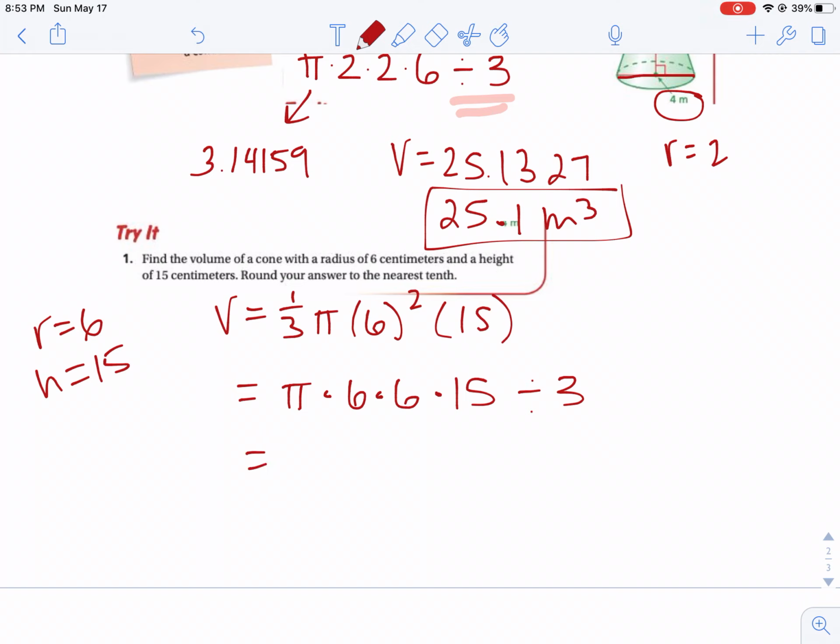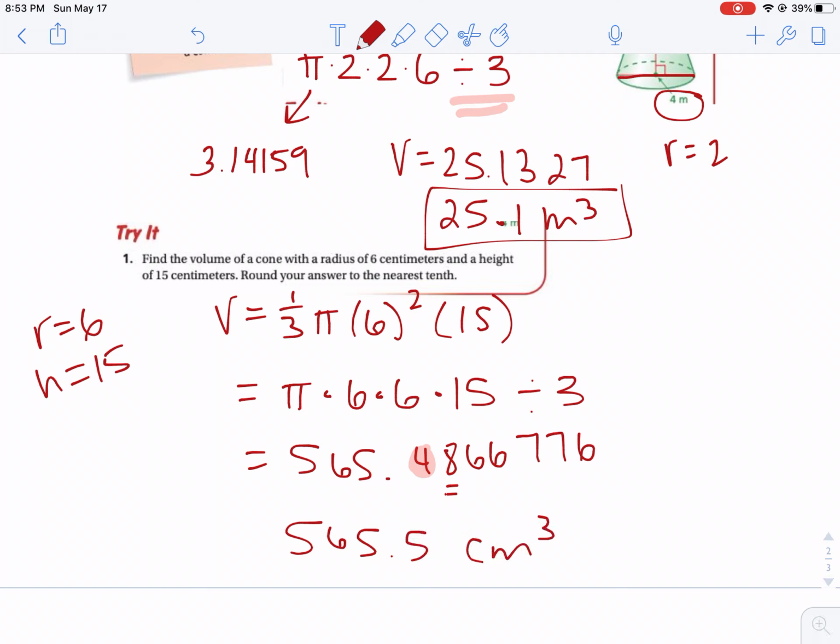Okay, that gives me 565.4866776. And then we're rounding to the nearest tenth. So 0.4, when we look at the 8, that's going to round it up. So our final answer would be 565.5 centimeters cubed.